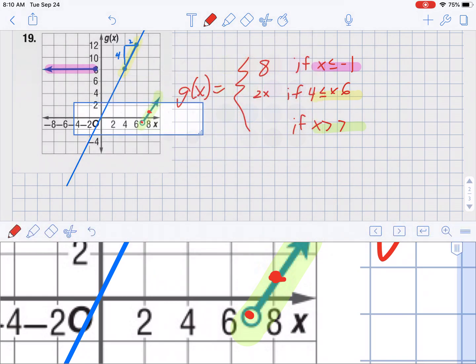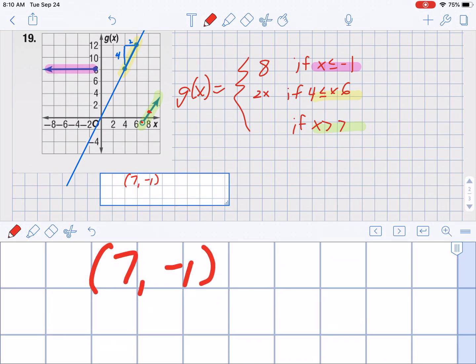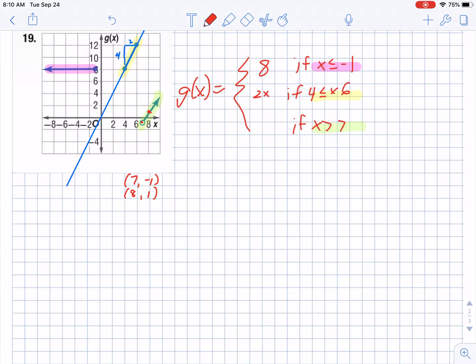And so what I'm going to do with that is I'm going to say 7, -1, and 8, 1. And from there, I'm going to come up with the slope and the y-intercept and solve an equation like we have before. So slope equals 1 minus -1 over 8 minus 7, which is 2. So what I have so far is y equals 2x plus b. And then it's just a matter of plugging one of the points in and seeing what I end up with.